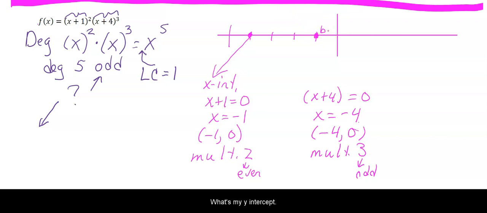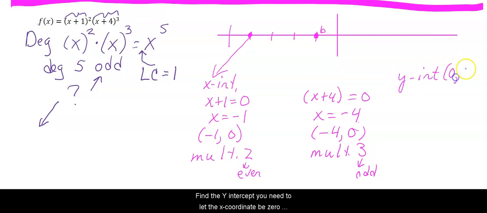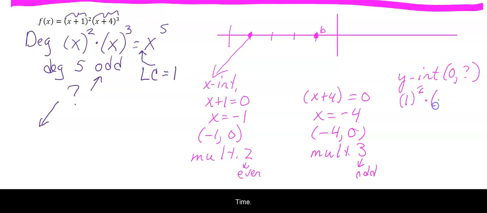What's my y-intercept? To find the y-intercept, you need to let the x-coordinate be 0 in the original. This means I have 1 squared times 4 to the third power. Now 4 to the third power is 64.